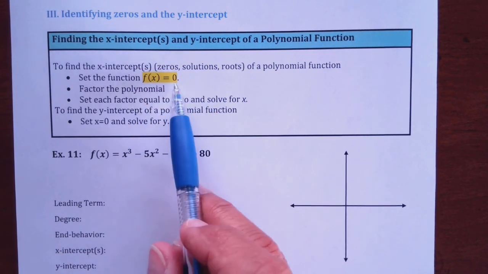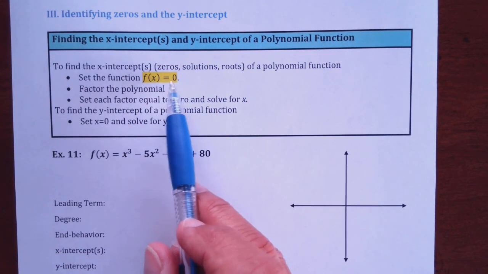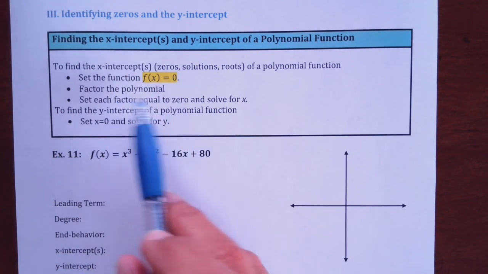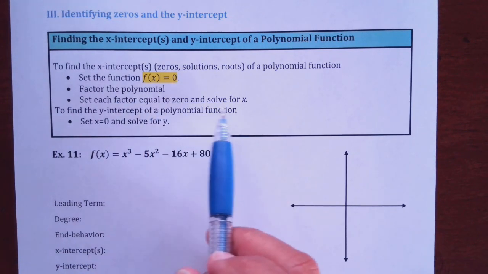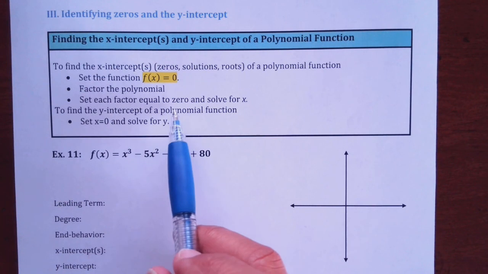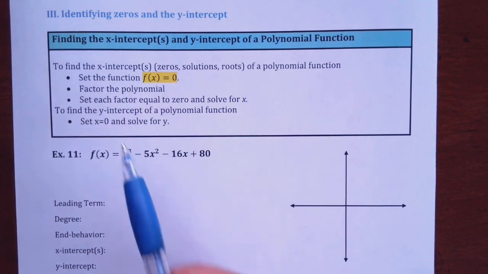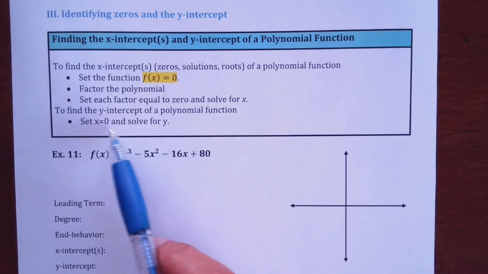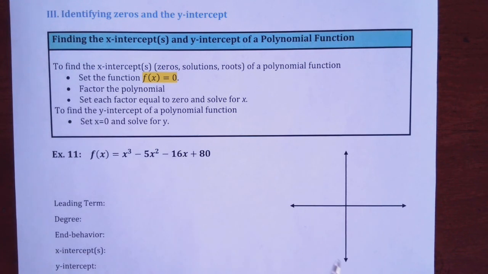You set the function equal to 0. So that means you let y be 0, and then you factor. And then to get your zeros, you set each factor equal to 0, and you solve. To find the y-intercept, you let x be 0, and you solve for y.